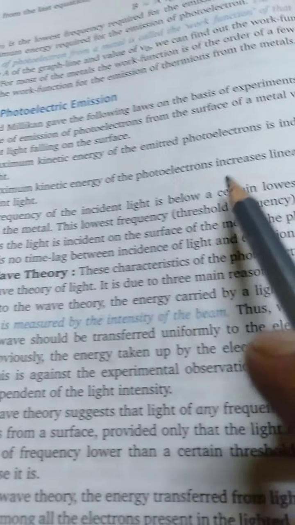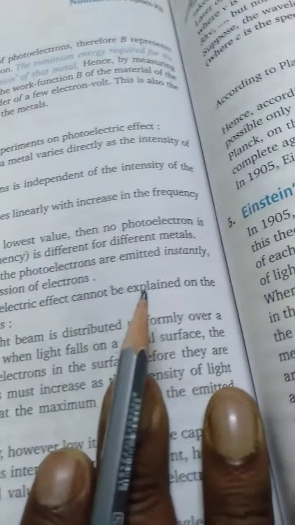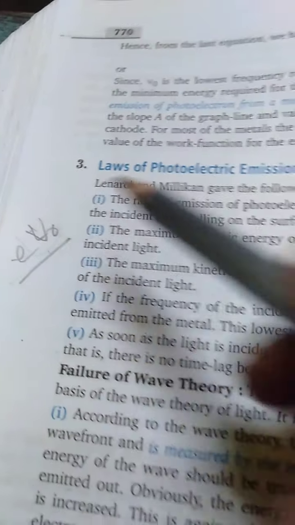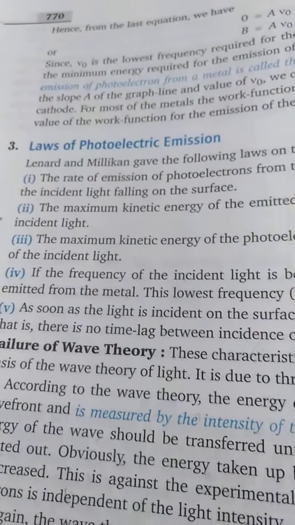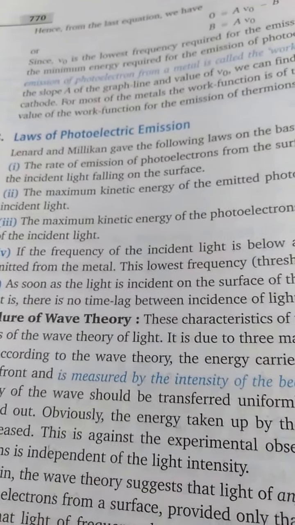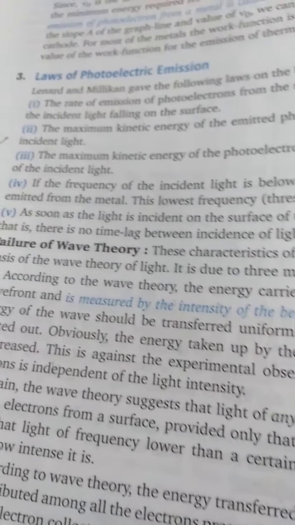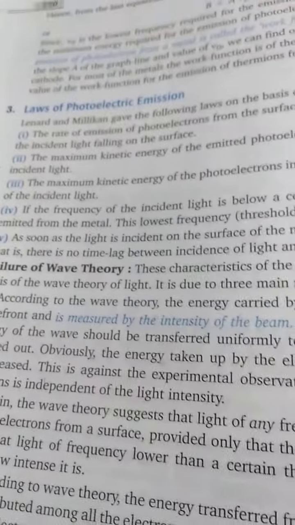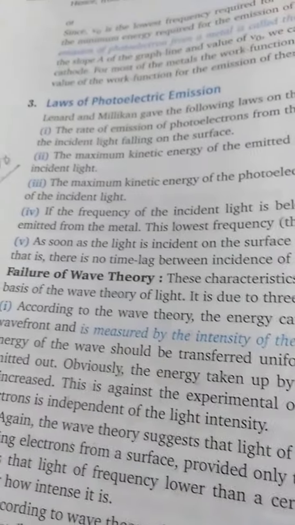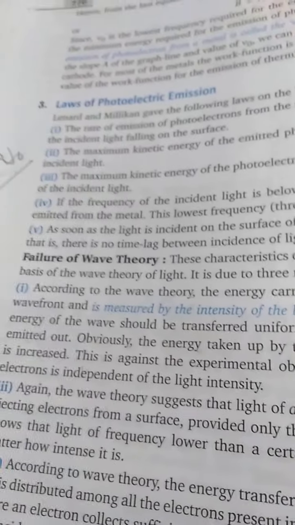The maximum kinetic energy increases with the increase in the frequency. Yes, this we can see here, that this stopping potential will be changing if we increase the frequency. So if the frequency of the incident light is increased, then stopping potential, or you can say maximum kinetic energy, will also increase. Means if we increase the frequency, then we will get more and more energetic electrons.